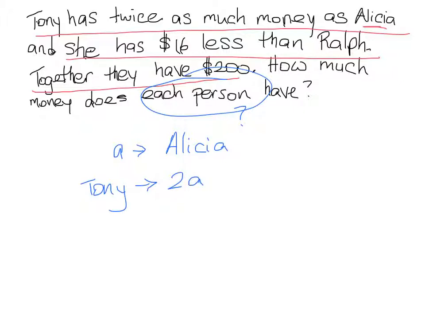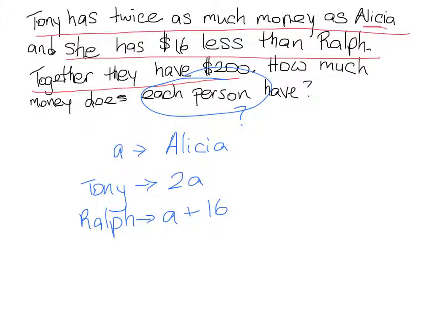Well, we know that she, meaning Alicia, has $16 less than Ralph. So that means Ralph has more money than her, right? So how much money does Ralph have? Well, Ralph has $16 more than Alicia. So Ralph has Alicia's amount of money plus 16. And of course, we already spoke about the fact that Alicia has $A.